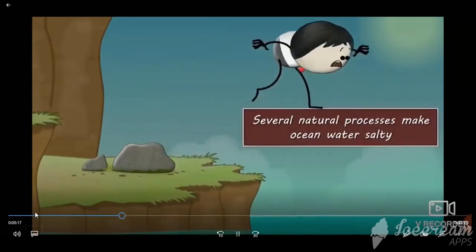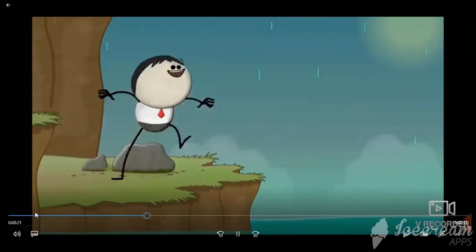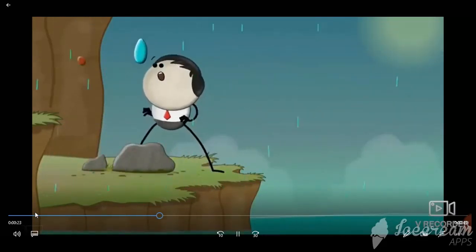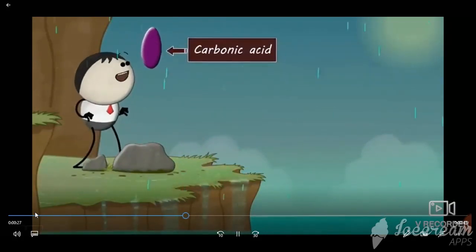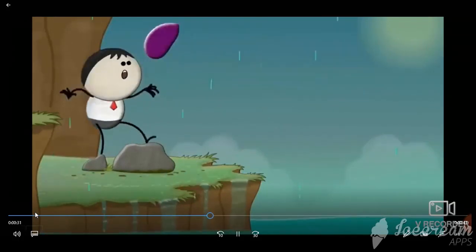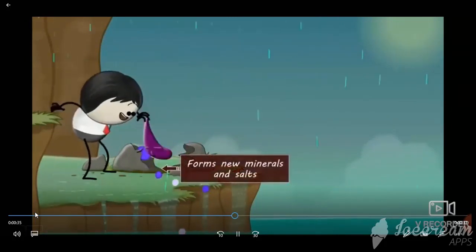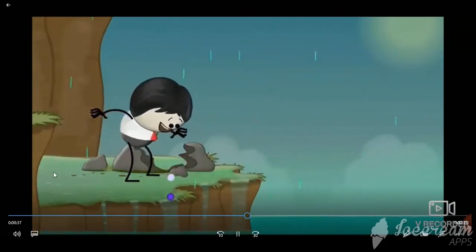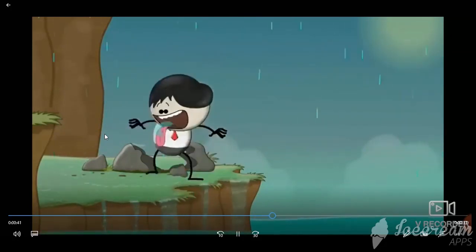Several natural processes make ocean water salty. For example, when it rains, the water droplets react with carbon dioxide in the atmosphere and form carbonic acid, making rainwater slightly acidic. This acidic rainwater reacts with minerals present in the rocks and forms new minerals and salts. These minerals and salts are then carried by flowing water to the oceans, thus making the ocean water salty.